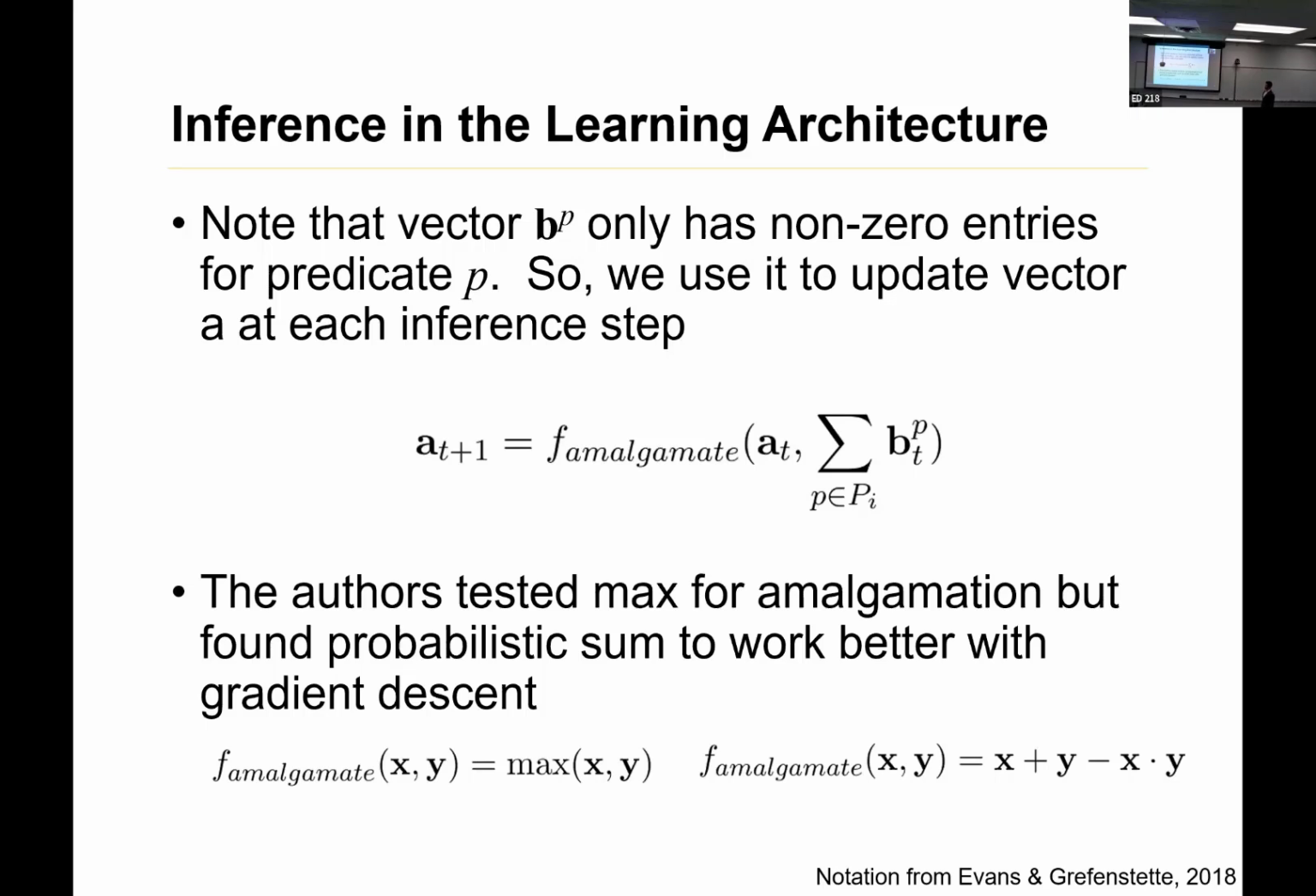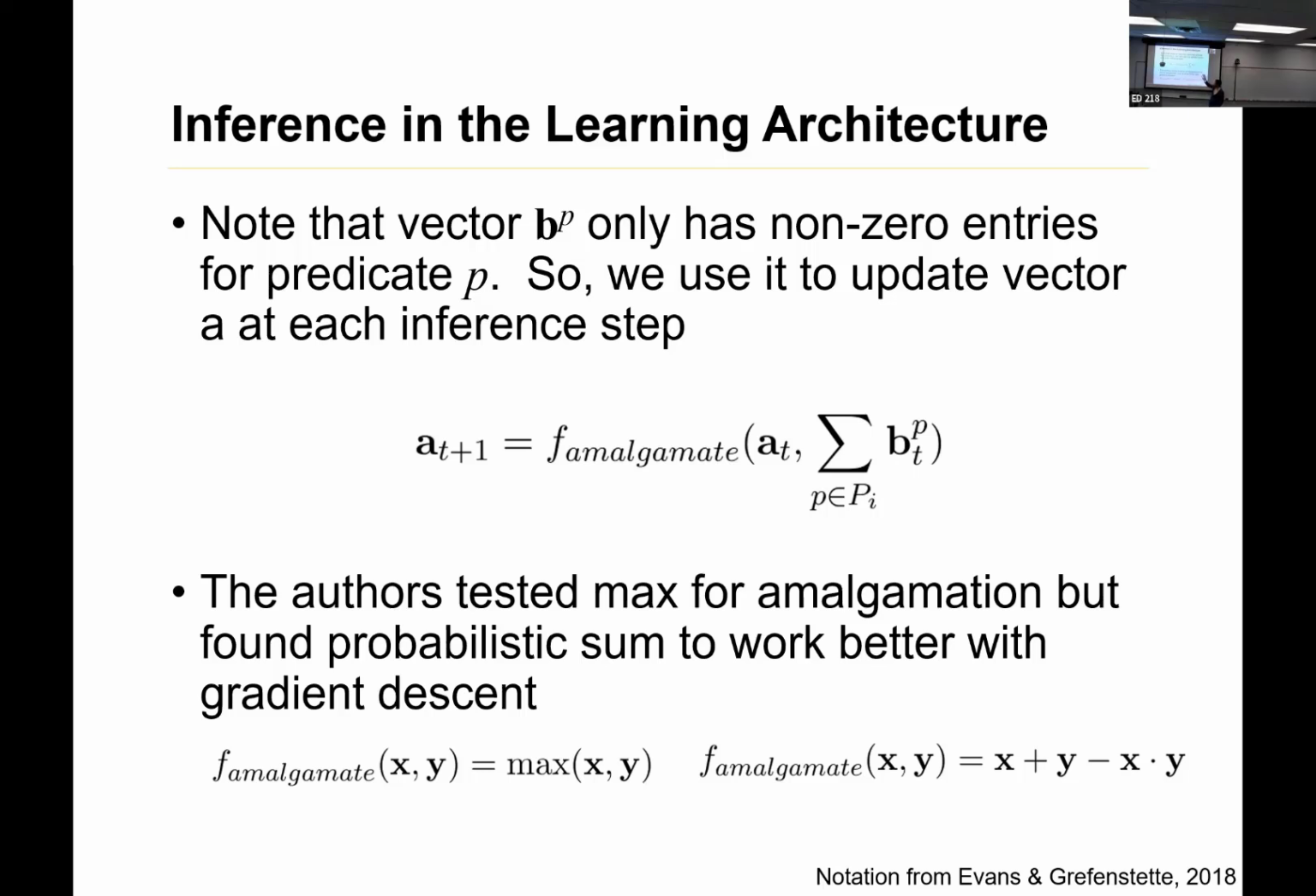So that's where they come up with this F amalgamate. And notice this is the last piece of an inference step, because now I'm incrementing my inference step by 1. So I'm amalgamating A of T with the sum over, for if I have more than one target predicate, all the B's, which was the result from the last slide for each target predicate. If there's only one, it's just the B from the last slide.